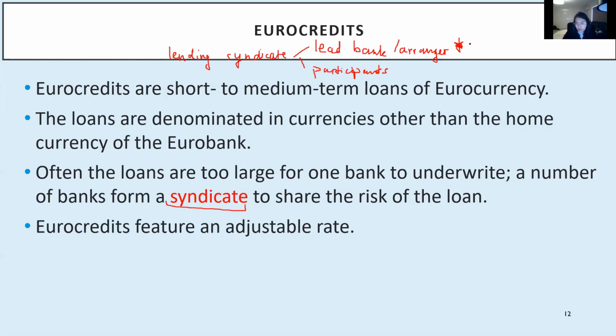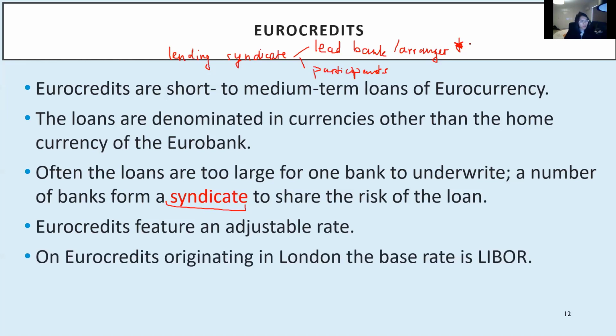Euro credits normally feature an adjustable rate, so this is a floating loan. Euro credits originating in London use the LIBOR as the base rate. Typically with syndicated loans, the most common base rate is the LIBOR, not just for Euro credits originating in London. I do research in US syndicated loans, and most of the time the base rate is also the LIBOR.